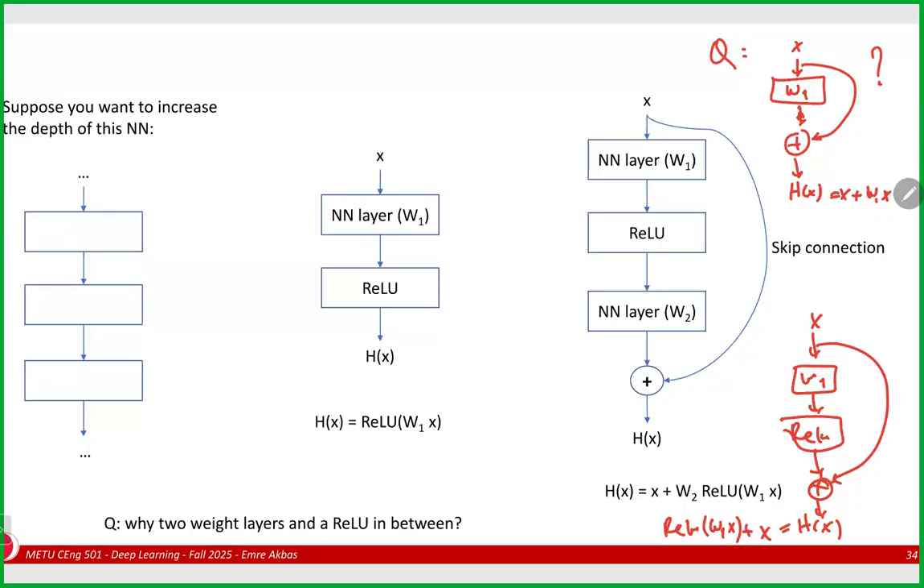Here, you get this W2 outside of ReLU, which can give you zero or positive or negative values. But in this formulation, you won't get any negative values, so it's biased. That's why we need this design. There are two weight layers and a ReLU in between. It looks like maybe unnecessary to you, but this is the minimal necessary setup for the residual connection to work properly.